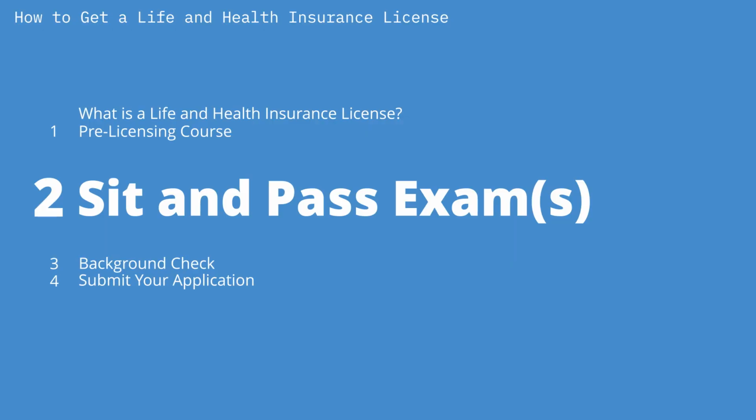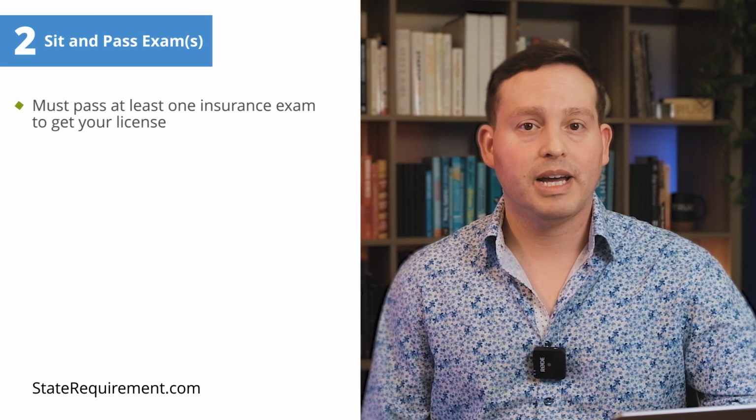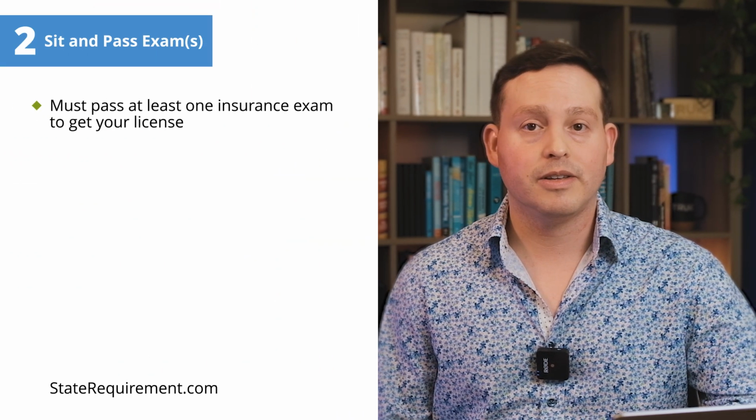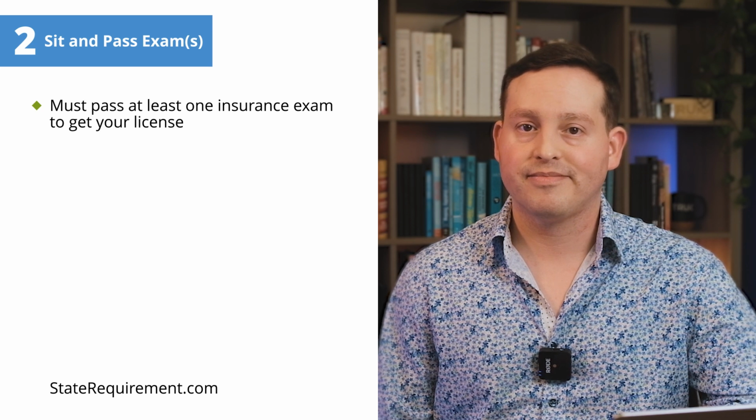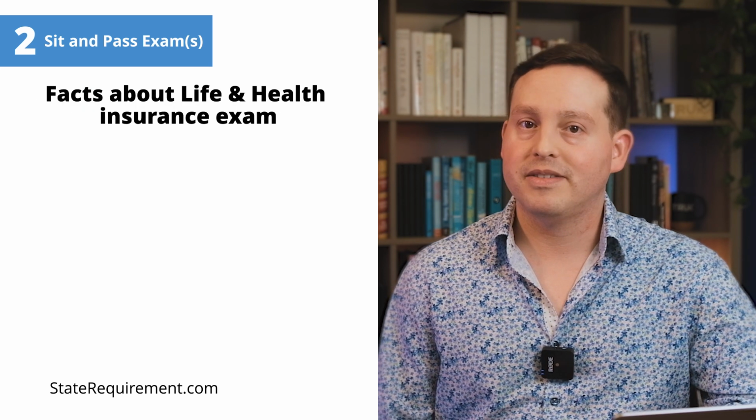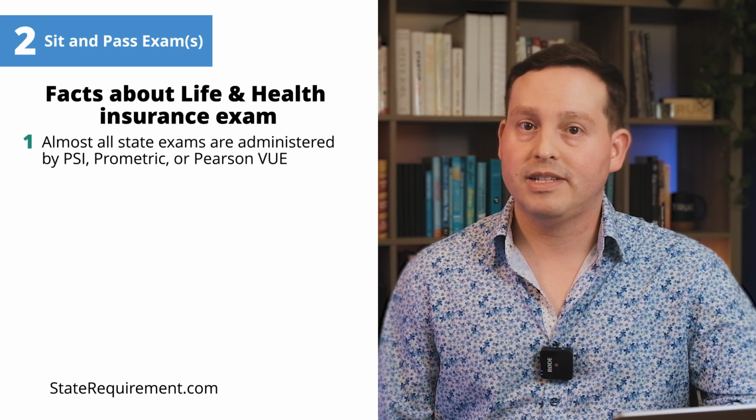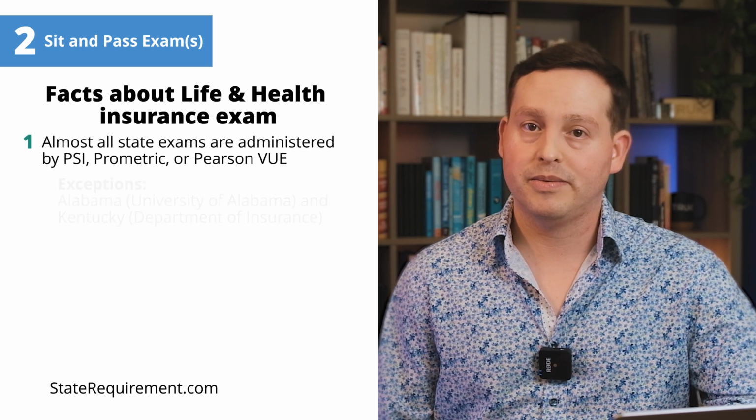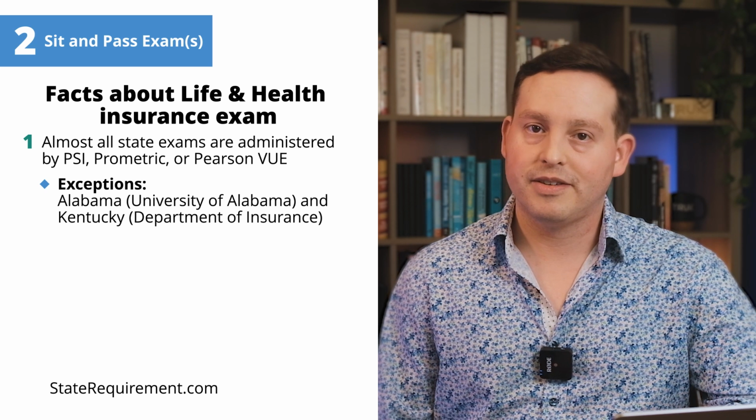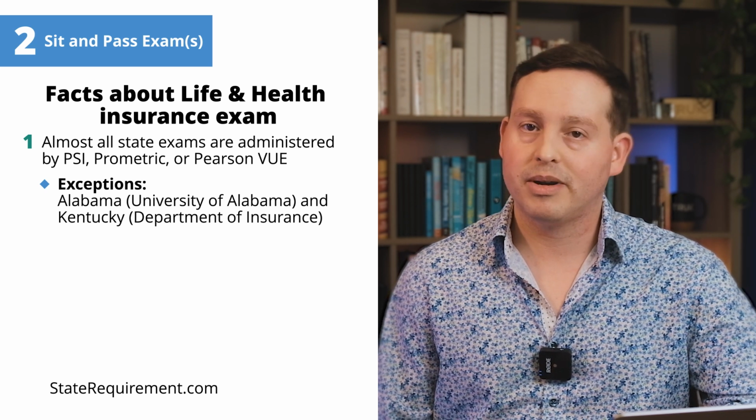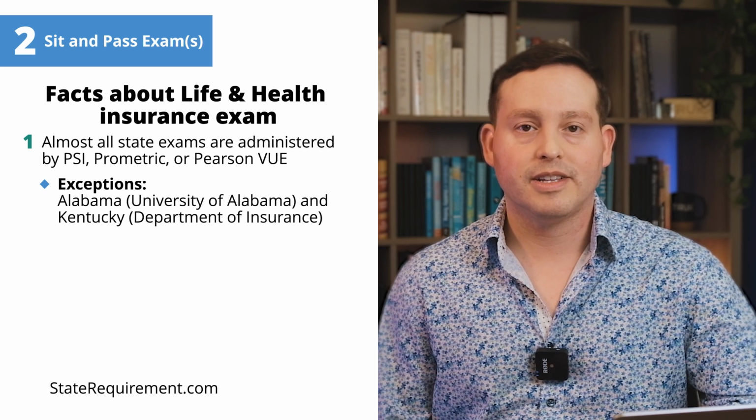Step 2. Sit and pass your state life and health insurance exam. Regardless of where you're looking to qualify, you'll need to pass at least one insurance exam to obtain your life and health insurance license. Here's a few fun facts about the life and health insurance license exam. Almost all state exams are administered by PSI, Prometric, or Pearson VUE, though Alabama, University of Alabama, and Kentucky, Department of Insurance, are the exceptions to this.